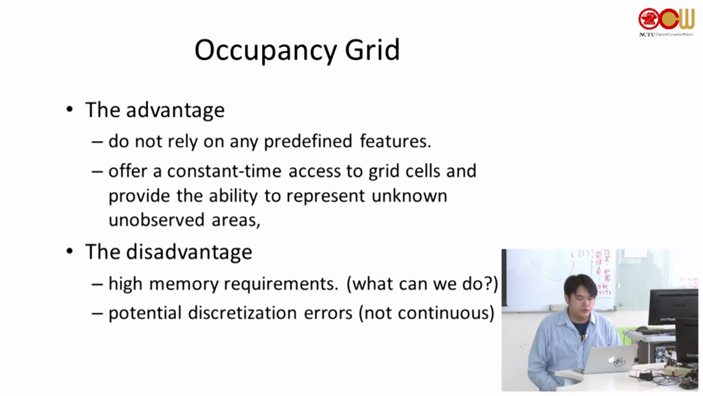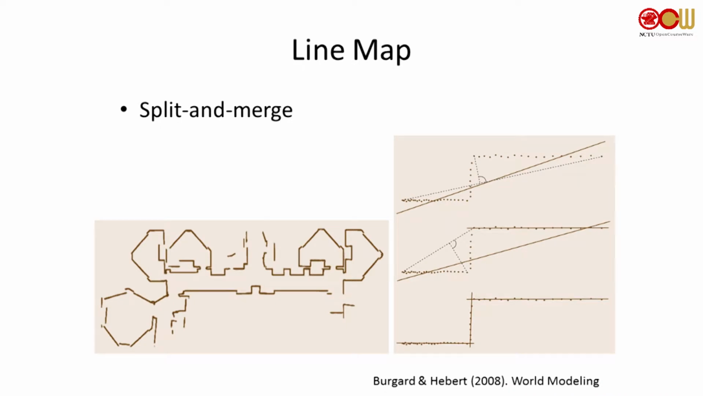Here comes a question. Occupancy grid, although there are some advantages, one disadvantage is the high memory requirements. So what can we do with it? Suppose you have a resource constrained mobile robot with limited memory, and you are not allowed to have a very high resolution occupancy grid running in your memory. Then what can we do? Definitely, we may want a different data structure to represent the map. So let me introduce the first type of alternative is the line map.